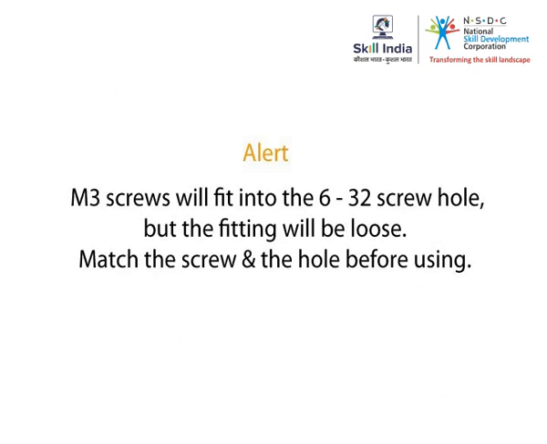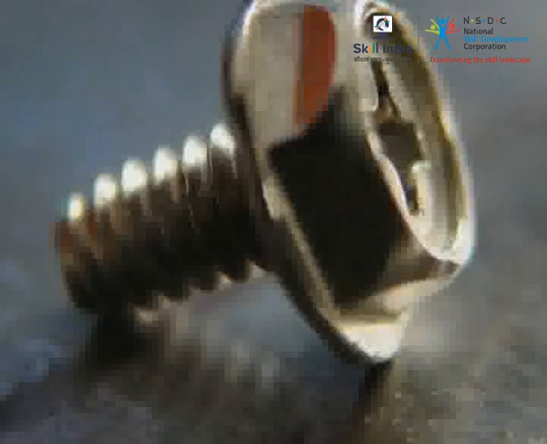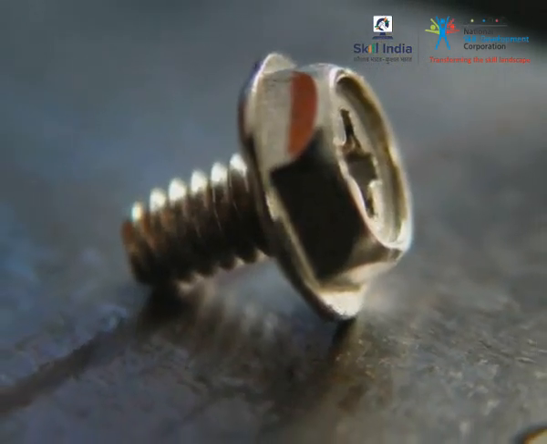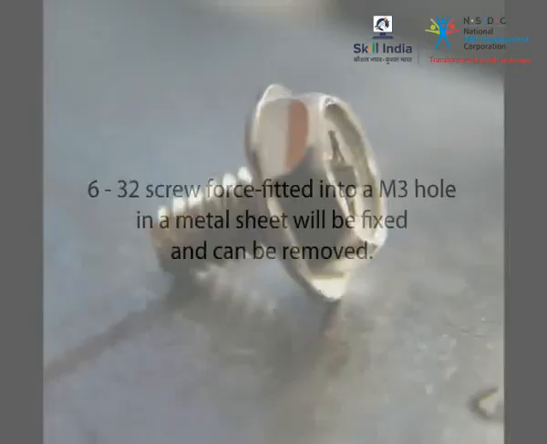M3 screws will fit in 6-32 threaded holes, but their narrower diameter and finer thread pitch causes them to seat only loosely in the hole. Nevertheless, they are often placed there by amateur PC builders who are unaware of the distinction. 6-32 screws can also be force-fitted into an M3 screw hole.